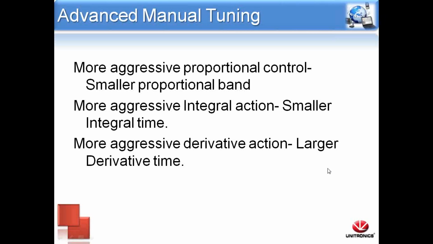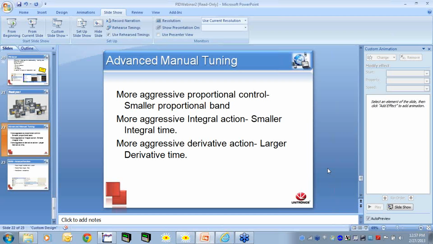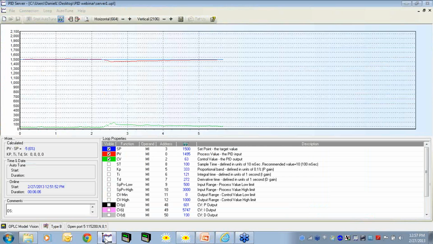And finally, we have our derivative action. More aggressive derivative action is equal to a larger derivative time. So, if our curve here for the process value is not smooth enough, we can increase the derivative time. And that will smoothen the curve of the process value.